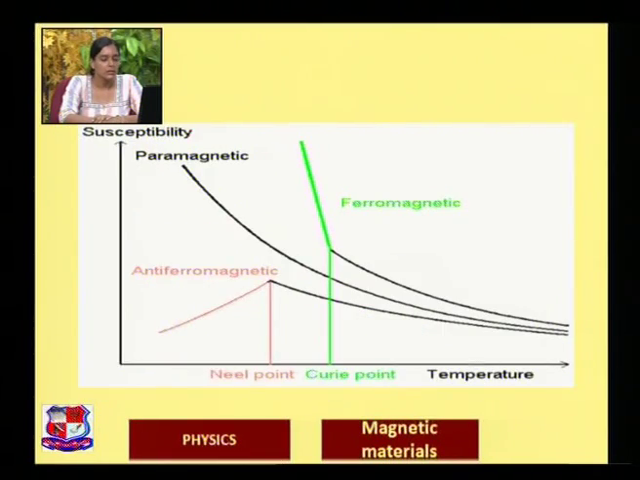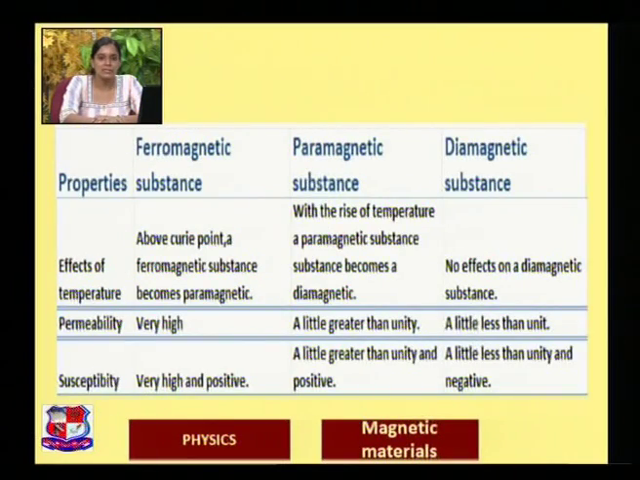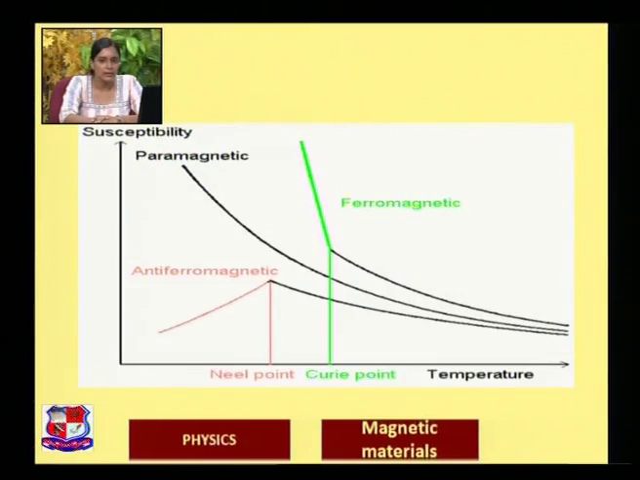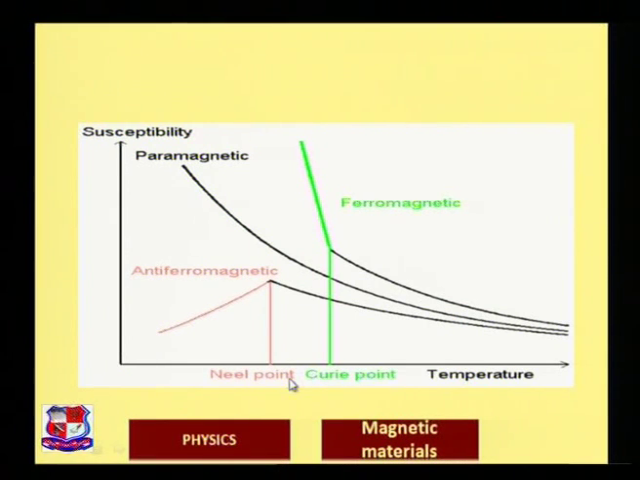Okay. Now this shows the graph of susceptibility and temperature. In the previous slide we showed the effect of temperature on ferro, para and diamagnetic substances, but here is the graph. The graphical figure shows that for the anti-ferromagnetic material, you can see there is a Neel point. Up to the Neel point the susceptibility increases as temperature increases, but after the Neel point it decreases as temperature increases.